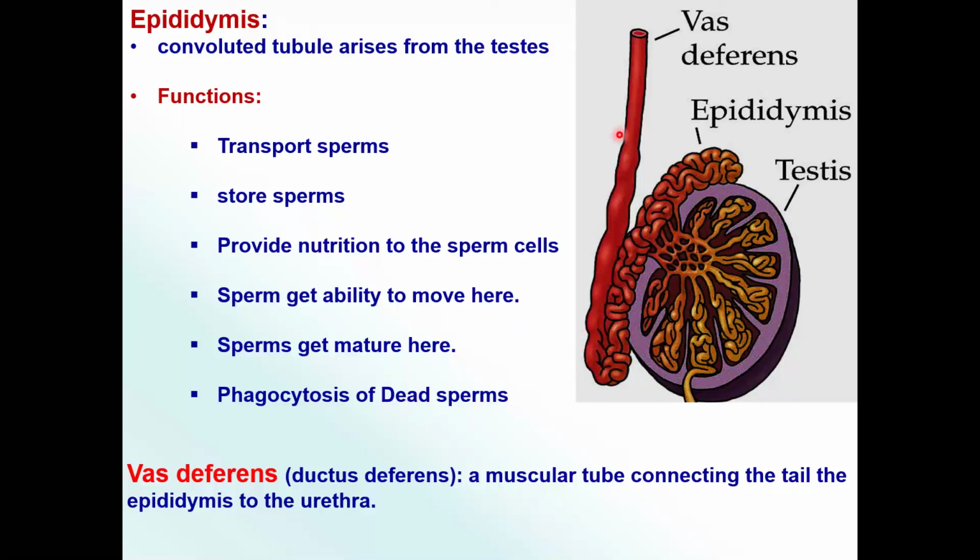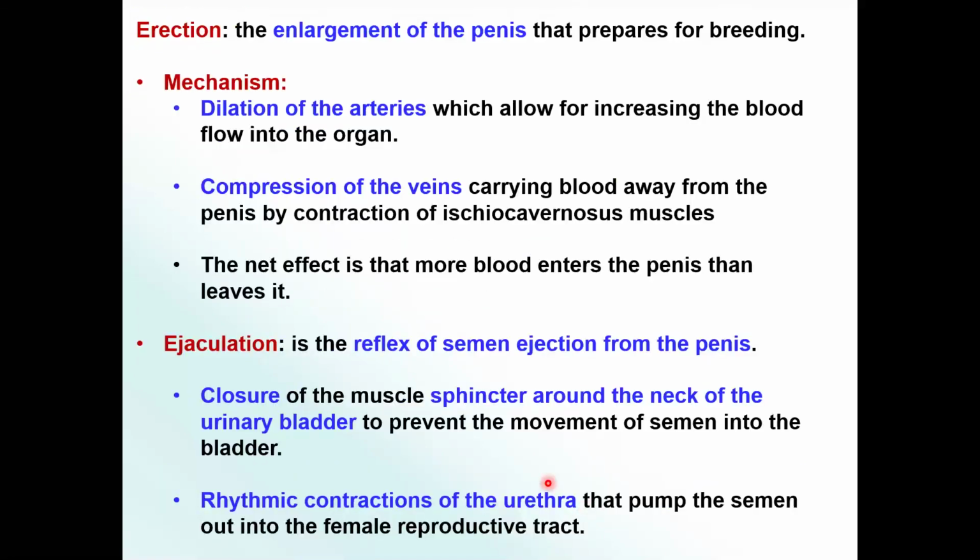Then we talk about the vas deferens. The vas deferens, or ductus deferens, is a muscular tube connecting the tail of the epididymis to the urethra. There are 2 processes we have to describe. The first one is erection. Erection is the enlargement of the penis that prepares the male for breeding.